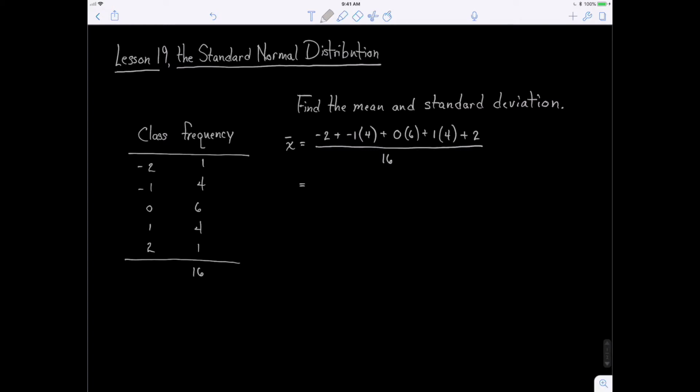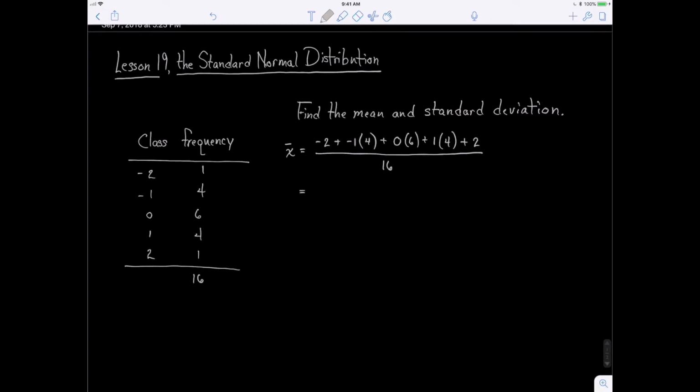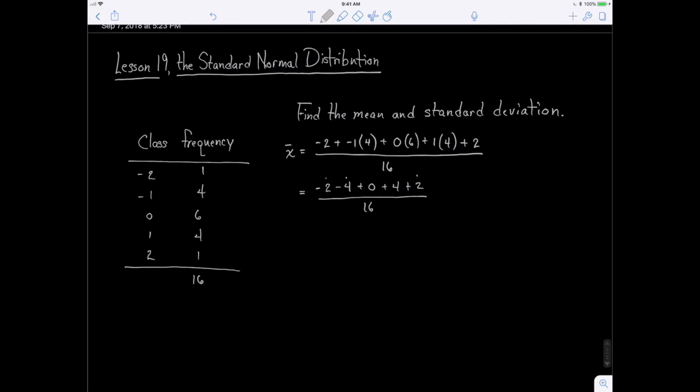So when we do this, we have a -2, -4, plus a 0, plus a 4, plus a 2. And notice that it looks like we have a -2 and a +2 here and here. We have a -4 and a +4, so those are all 0. Plus we have a 0, so if we add all that up, that's 0. And if we divide it by 16, we have a mean of 0.